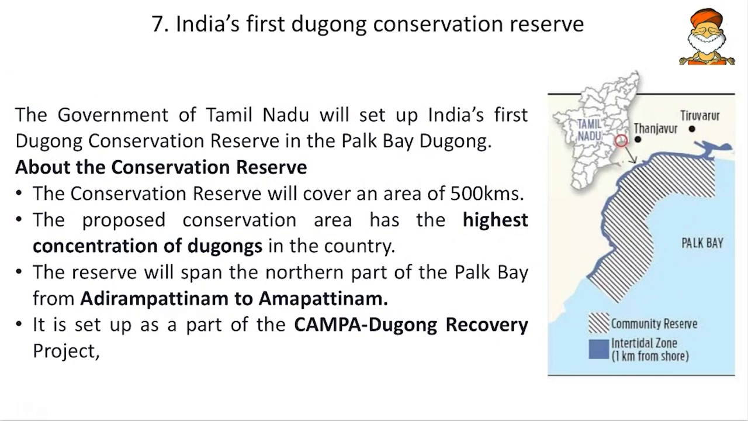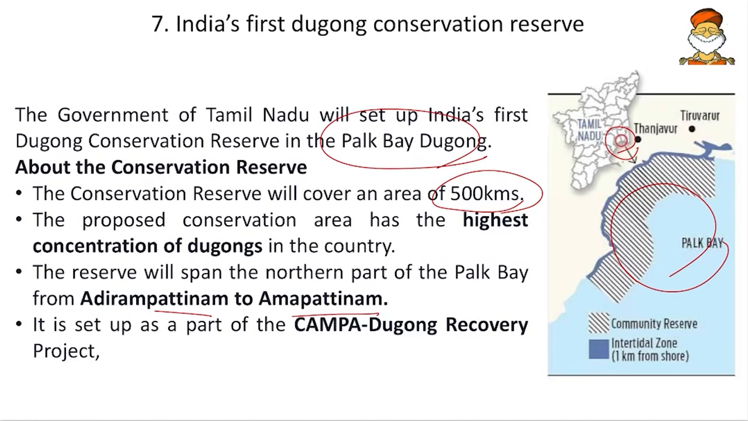Then India's first dugong conservation reserve. The Government of Tamil Nadu will set up India's first dugong conservation reserve in the Palk Bay. About the conservation reserve, it will cover an area of 500 square kilometers. The proposed conservation area has the highest concentration of dugongs in the country. So this part, the Palk Bay, is the highest one. So we remember that. Then the reserve will span the northern part of the Palk Bay from Adirampattinam to Ammapattinam. So Adirampattinam and Ammapattinam, these two we will remember.